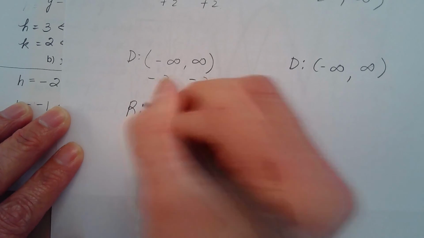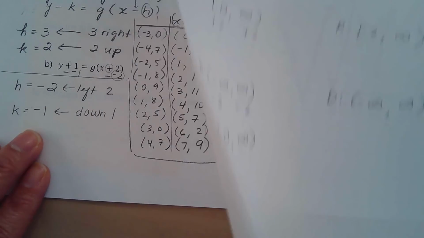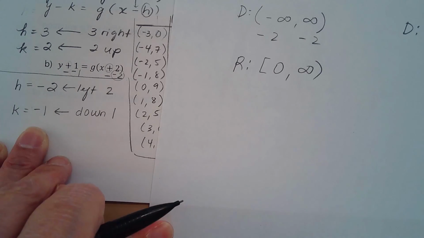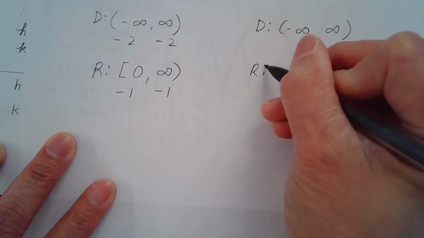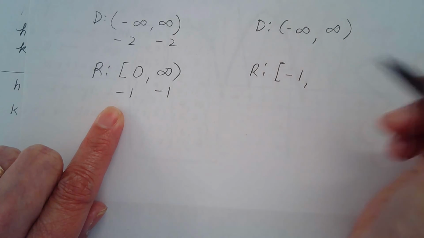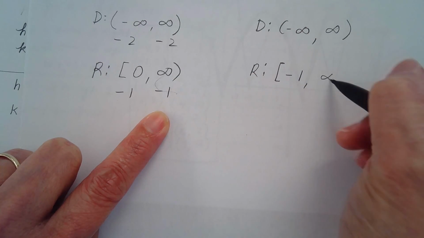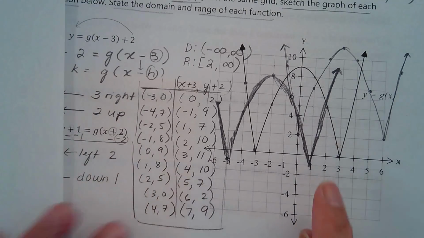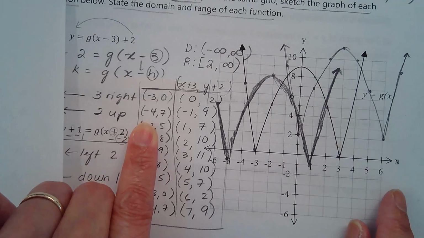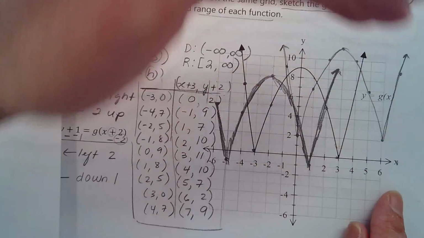What about the range? The range used to be 0 to infinity. And what did we do? We brought everything down 1. So we subtracted 1. So it's going to be now minus 1. 0 minus 1 is minus 1. Infinity minus 1 would still be infinity. And that's what it looks like to us, right? Negative infinity to positive infinity for the domain. And then the new range is minus 1 to infinity. So let's just write that down.